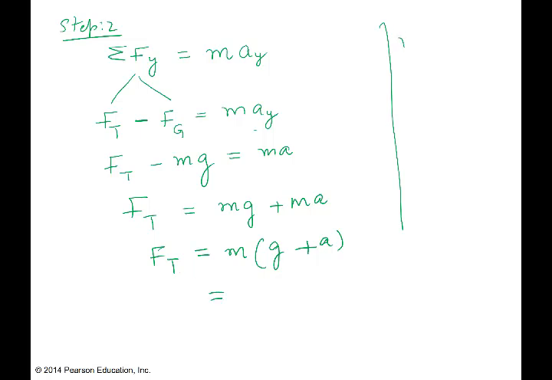So we already know the mass is given as 1200 kgs for the car, and ay, I will write this down as ay. Ay is the acceleration in y direction, which is 0.70 meters per second square, and g already you know is 9.80 meters per second square.